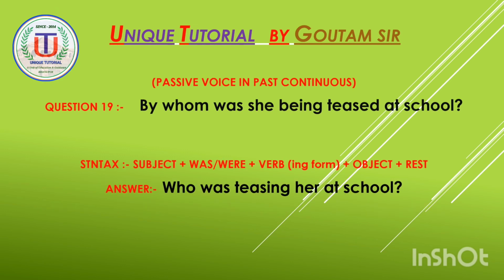Question number 19. By whom was she being teased at school? The sentence is in passive voice in past continuous. The syntax will be subject plus was or were plus verb ing form plus object plus rest, if any. So as per syntax, the sentence will be: Who was teasing her at school?